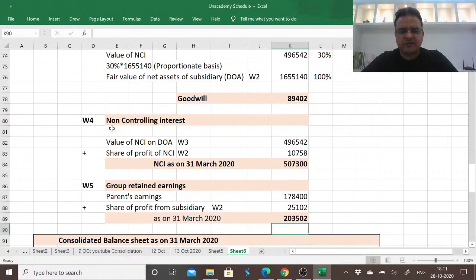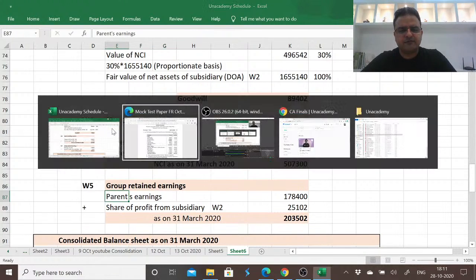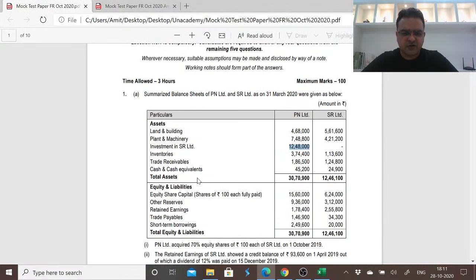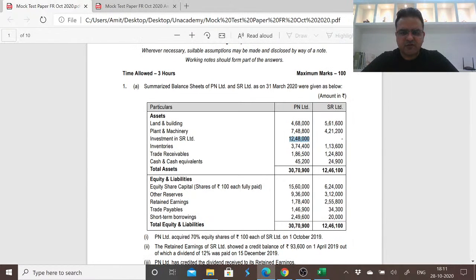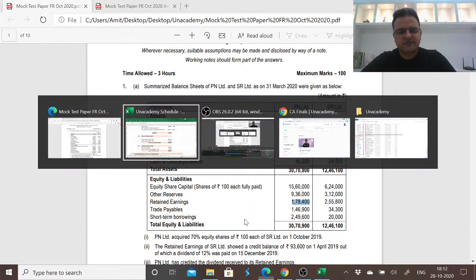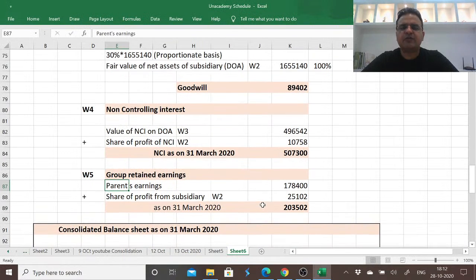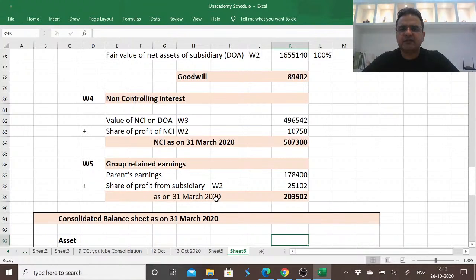Group retained earnings is the parent's earnings. We got this figure from the parent's balance sheet, 178,400, plus share of profit from subsidiary. We get to know from working note number 2, 25,102, which we calculated just earlier. The total balance of group retained earnings on 31st March 2020 is equal to 203,502. So once these workings are done, if there is any other note given, we could have given working note number 6, 7, 8 to it.